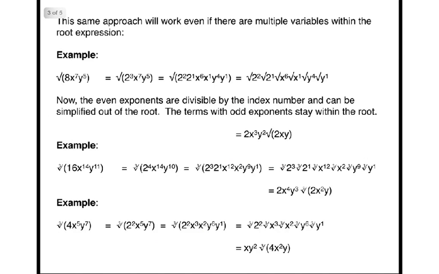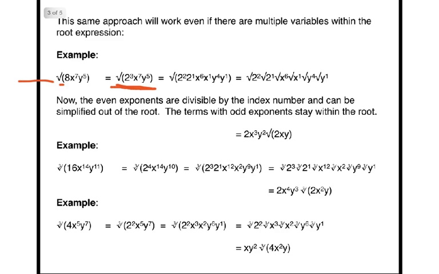This same approach will work even if there are multiple variables within the same root expression. For example, the square root of 8x to the 7th y to the 5th. First, you have to rewrite each number and variable inside as an exponential expression. So 8 is actually 2 cubed, and x to the 7th and y to the 5th.